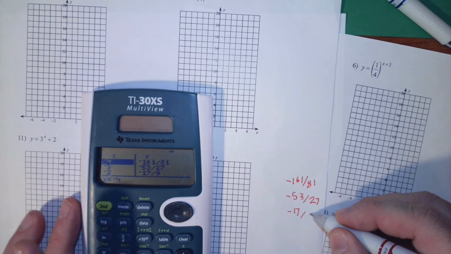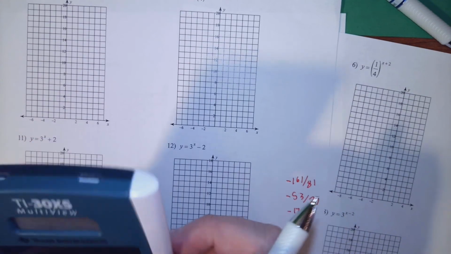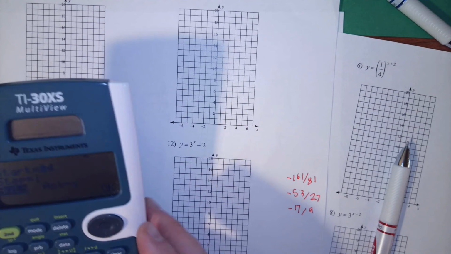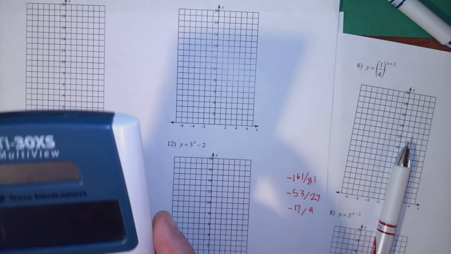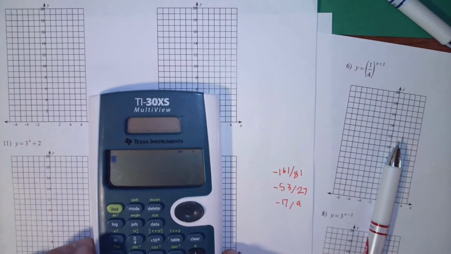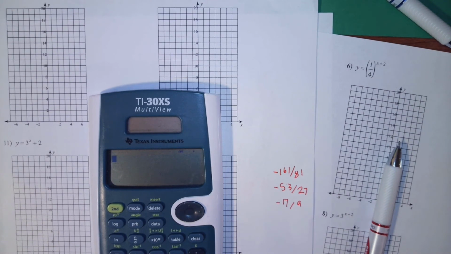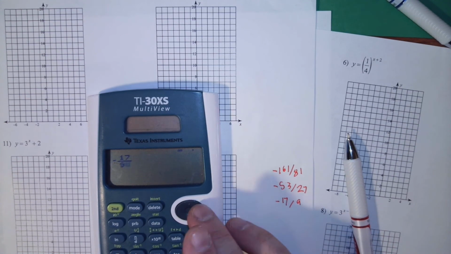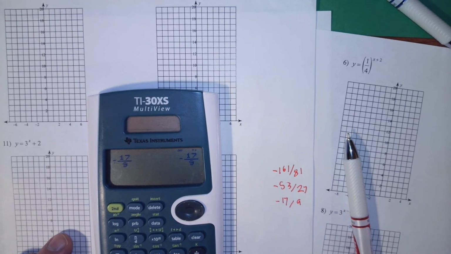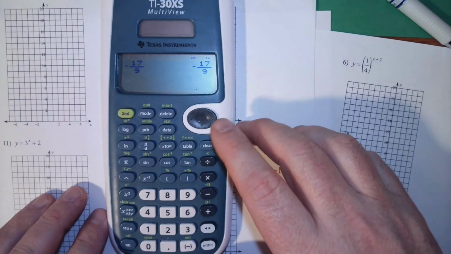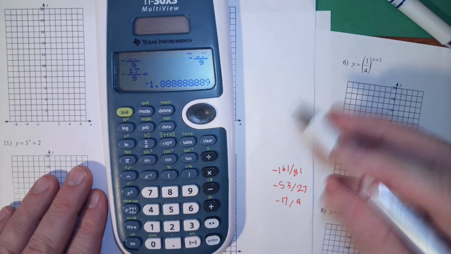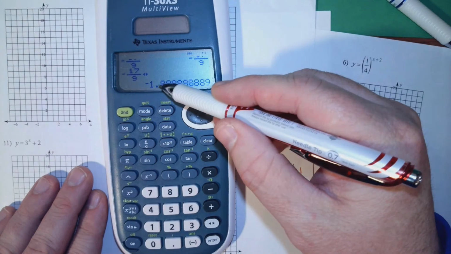-17 over 9. So basically when you graph these, you might have to just go, well, I don't know how to graph that one. So let's look at -17 over 9. Okay. And so I'm going to hit this toggle button right here and it's going to tell me negative 1.8. That's going to be easier for me to graph. So that's negative almost 2.